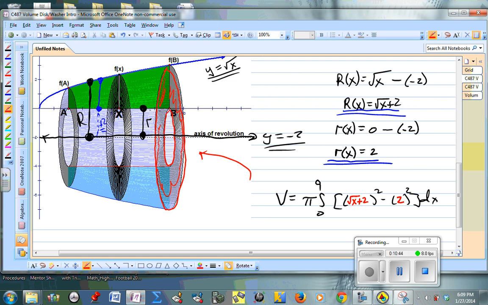Well, hopefully this introduction helps you understand what a volume of a solid of revolution is. Now we're going to go to the STU packet and do a couple examples. It should clear things up for you.